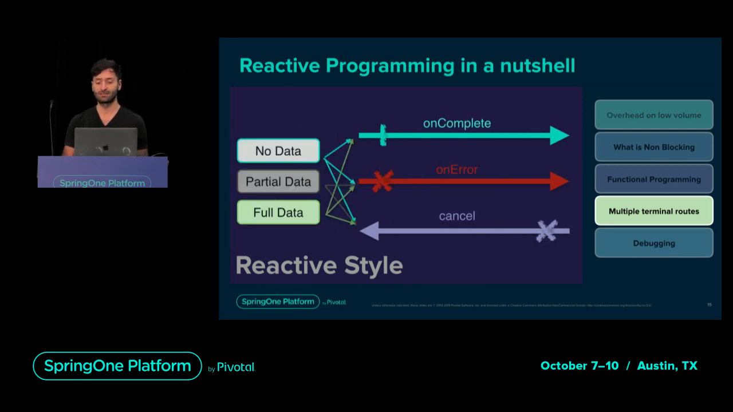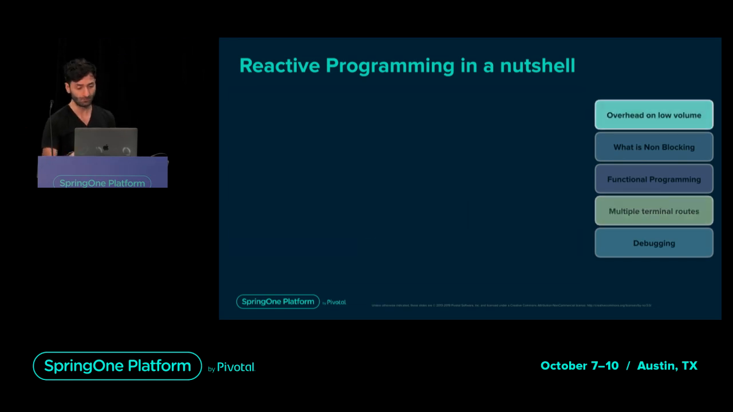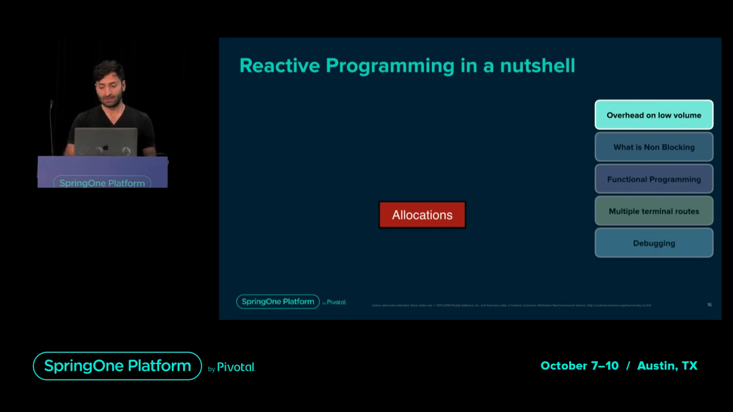And the fact is we have a matrix of different possibilities. A reactive pipeline can produce no data, can produce a partial amount of data, or can produce all the data and then complete, or error, or can be cancelled. So that's quite a bit more complex compared to blocking style, where you just have a method, you call it, and it returns something or not.